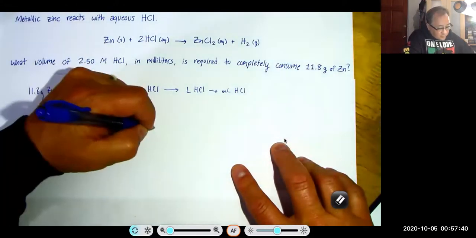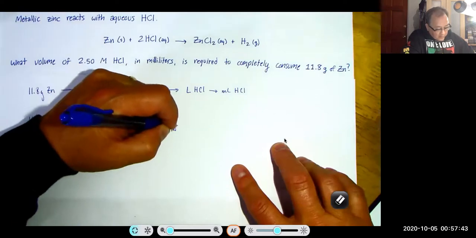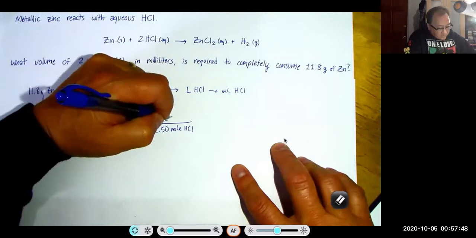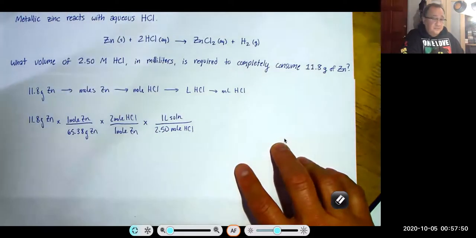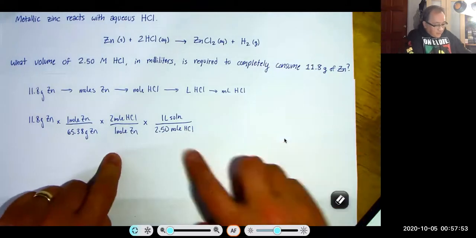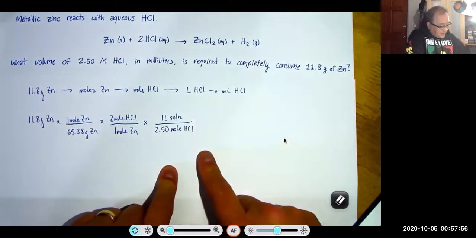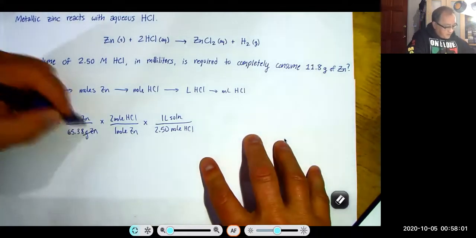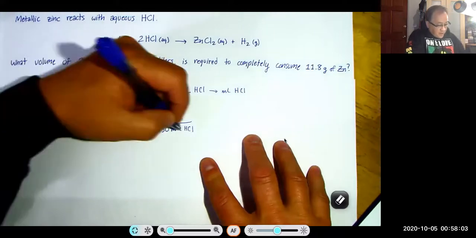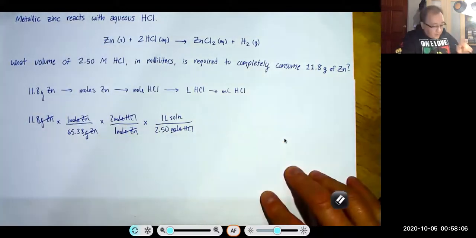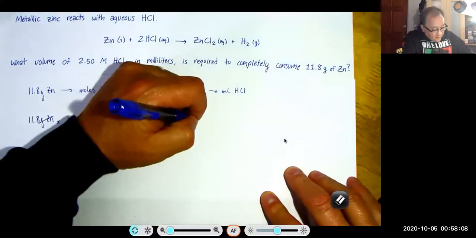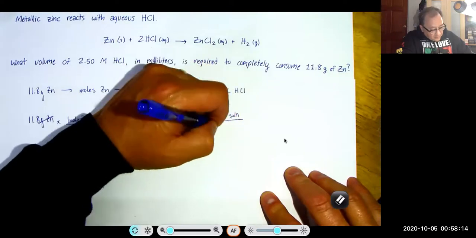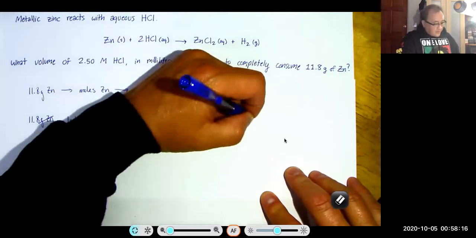So I'm going to put the 2.50 moles of HCl on the bottom and 1 liter of solution. And that's, of course, HCl solution. And here, that would give me my answer in liters because everything is canceled out up until now. I'm left with liters of solution, but I want milliliters, so I'm going to multiply by 1,000 milliliters of solution per 1 liter of solution to get the final answer.